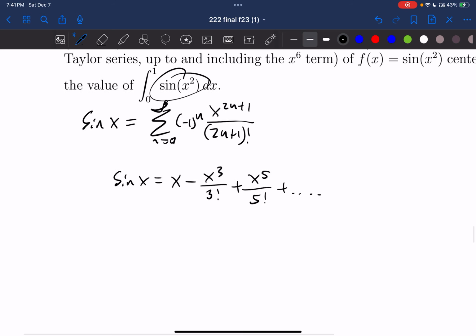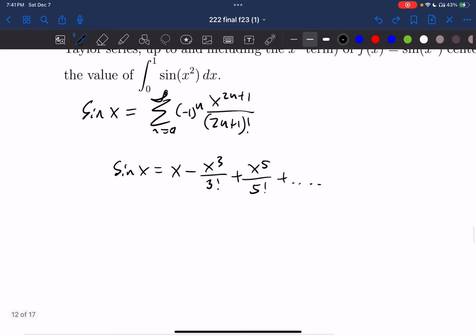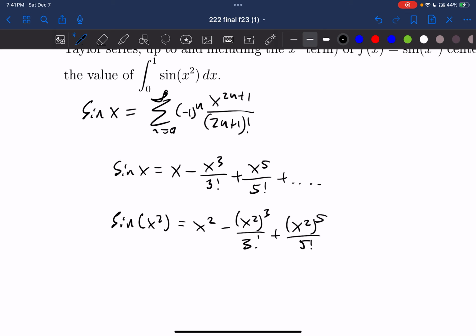But here we have the sine of x squared. This makes it slightly more complicated. So actually it doesn't really. We just replace every x we see with x squared. So the first x we see, we're going to replace that with x squared, minus x squared to the third power divided by 3 factorial, plus x squared to the fifth power divided by 5 factorial, plus dot dot dot, and so on, right? Now, we're estimating the value of the integral of this. So if we take the integral of both sides, right?